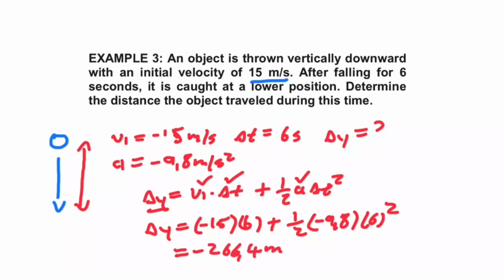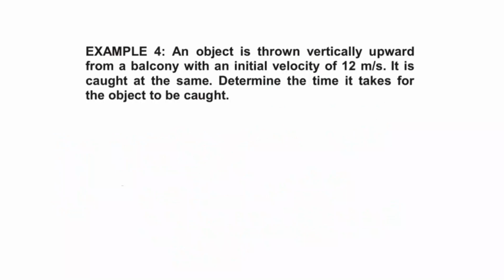minus 266.4 meters. In this example, an object is thrown vertically upward from a balcony with an initial velocity of 12 meters per second. It is caught at the same height. Determine the time it takes for the object to be caught. So let's make sense of this situation. We have an object that is being thrown up from a balcony to some maximum height, and then on its way down it is caught at the same height it was thrown at. So its displacement is equal to 0 meters. Okay, we can deduce that.